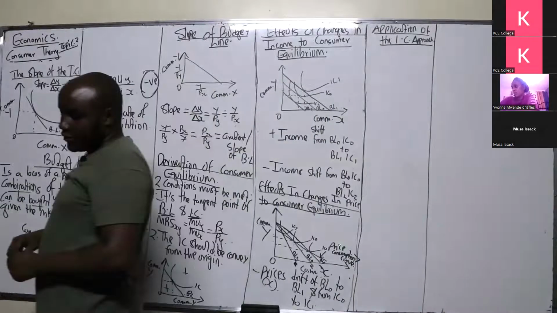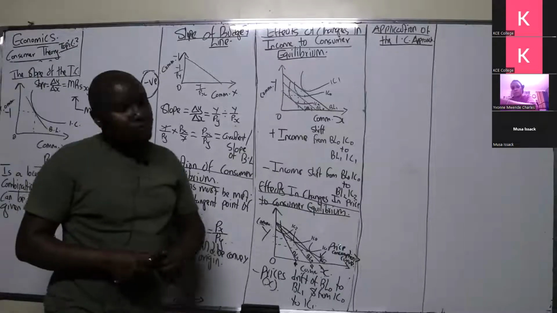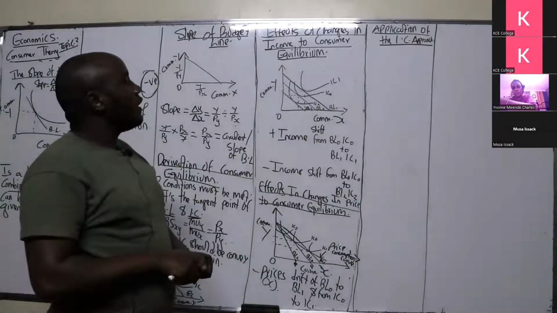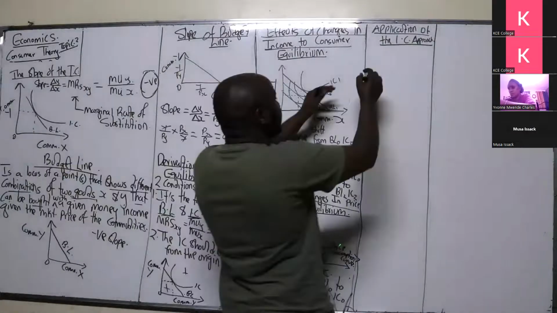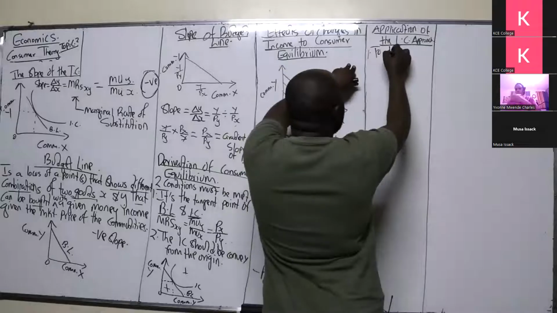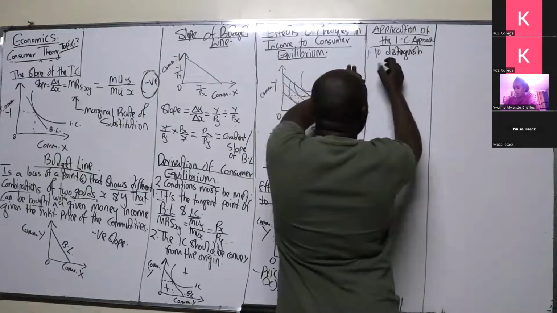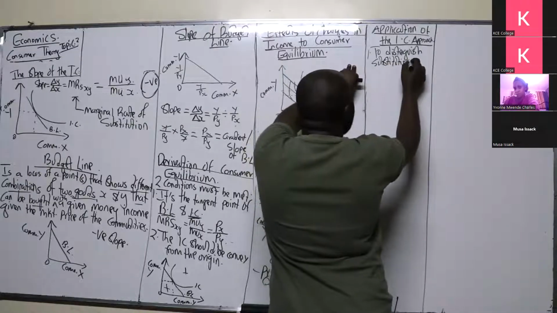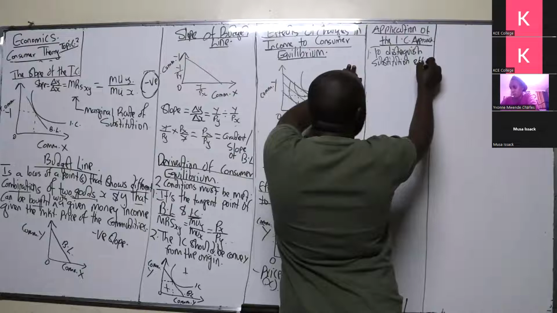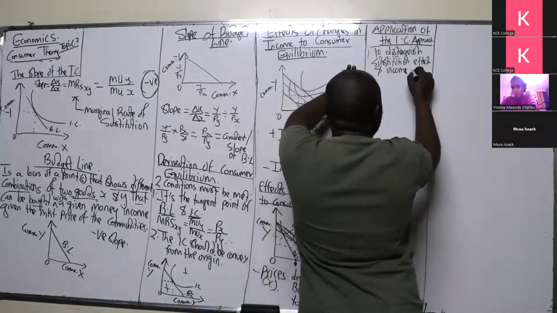And when you're talking about some of the applications here, number one is to measure or to distinguish the substitution effect and income effect.